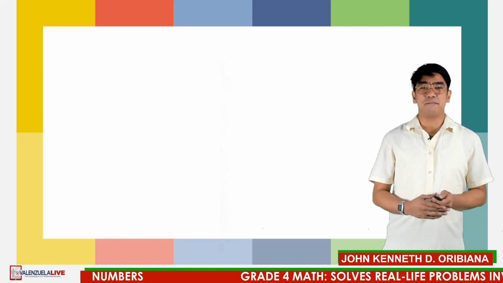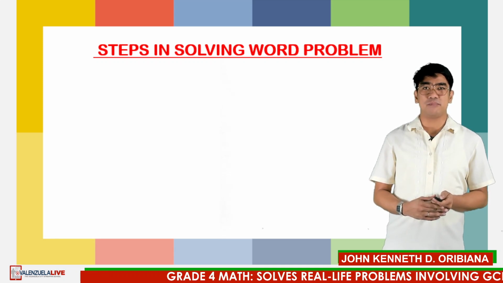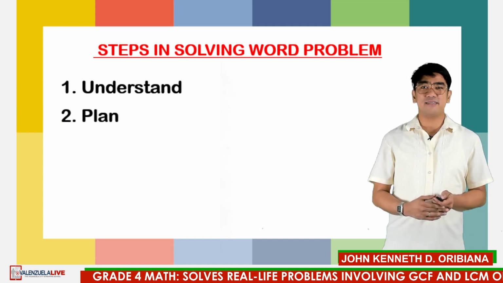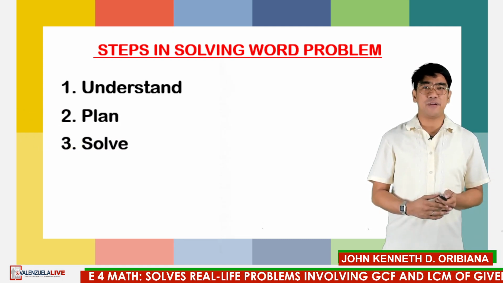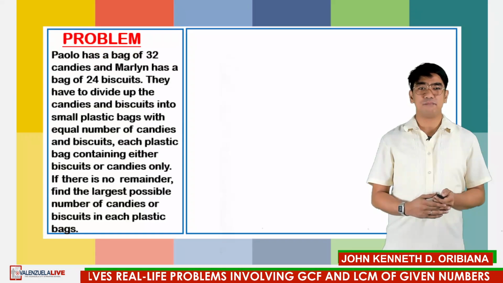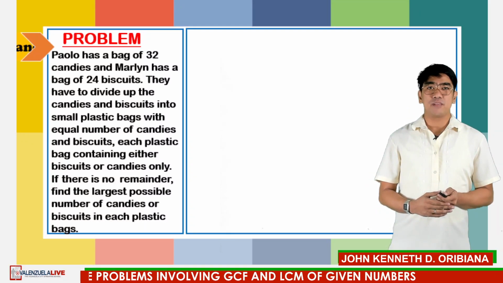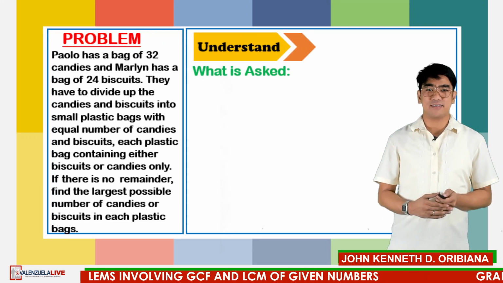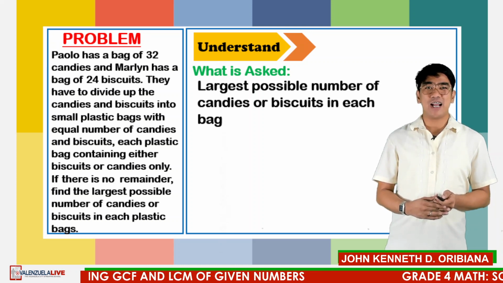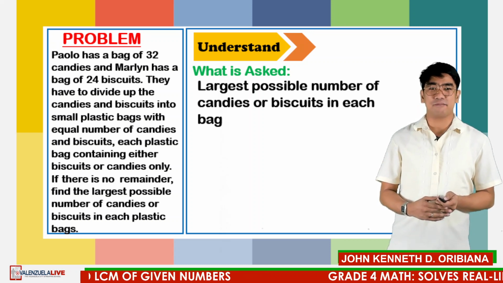To solve the problem, let us revisit the different steps in solving word problems. The first step is to understand. Next is to plan. The third one is to solve. And last is to look back. To understand the problem, first, we need to identify what is being asked. And the answer is the largest possible number of candies or biscuits in each bag.